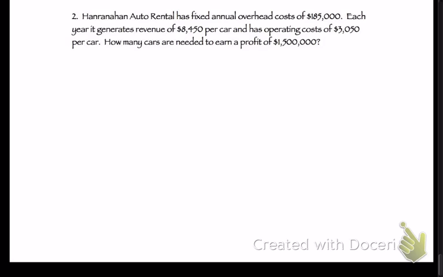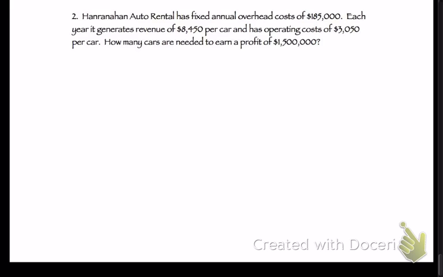Alright, next one. Here it is. How we wrap up section 3.5. This is how you're going to see it on your test. So, think. I'm going to look at the last sentence. It says, how many cars are needed to earn a profit of 1,500,000? So, I know in order to make a profit, I have to have a cost, I have to have revenue, and that's how I generate a profit.